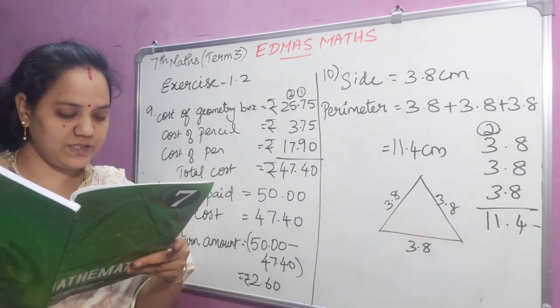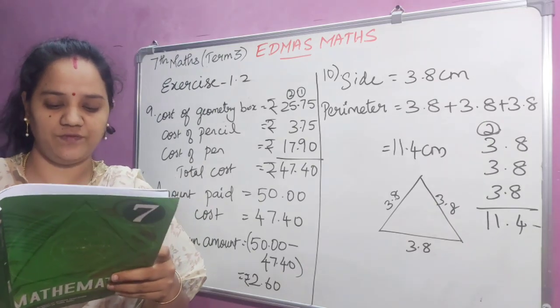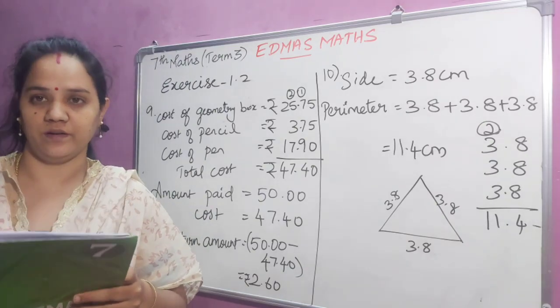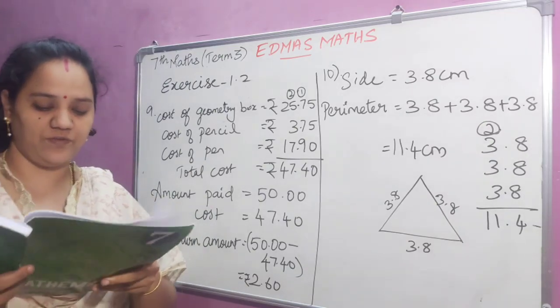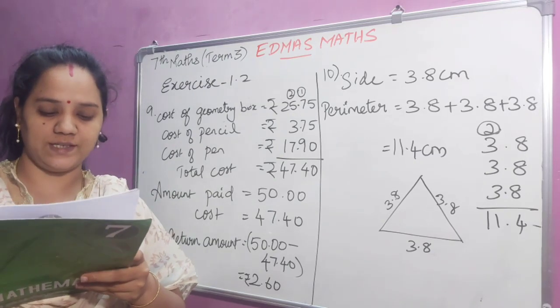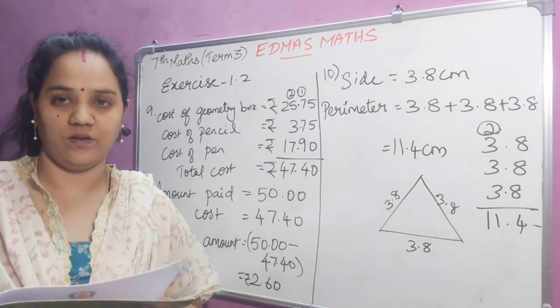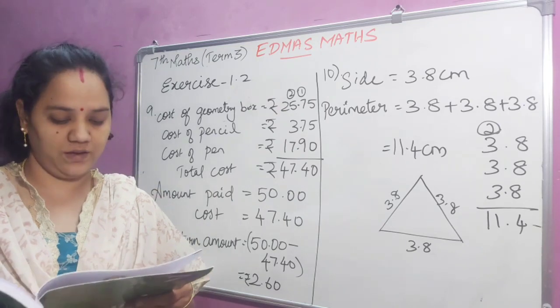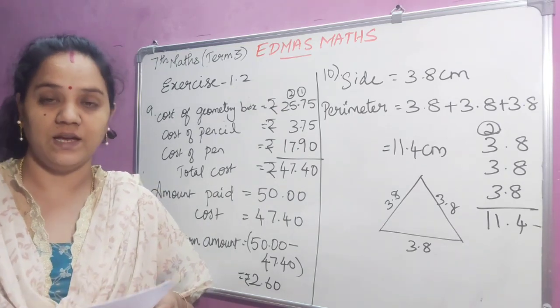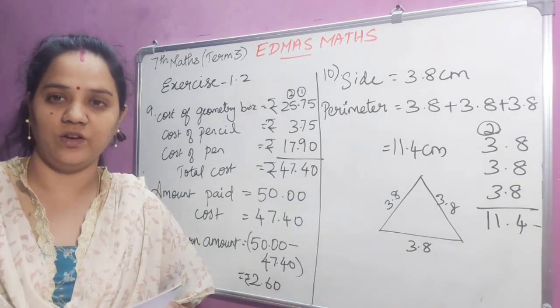8th problem. How much is 35.6 kilometers less than 57.7 kilometers? Okay, so we have to subtract 35.6 from 57.7. Already this problem is the same as the 7th problem. So you can try it on your own.